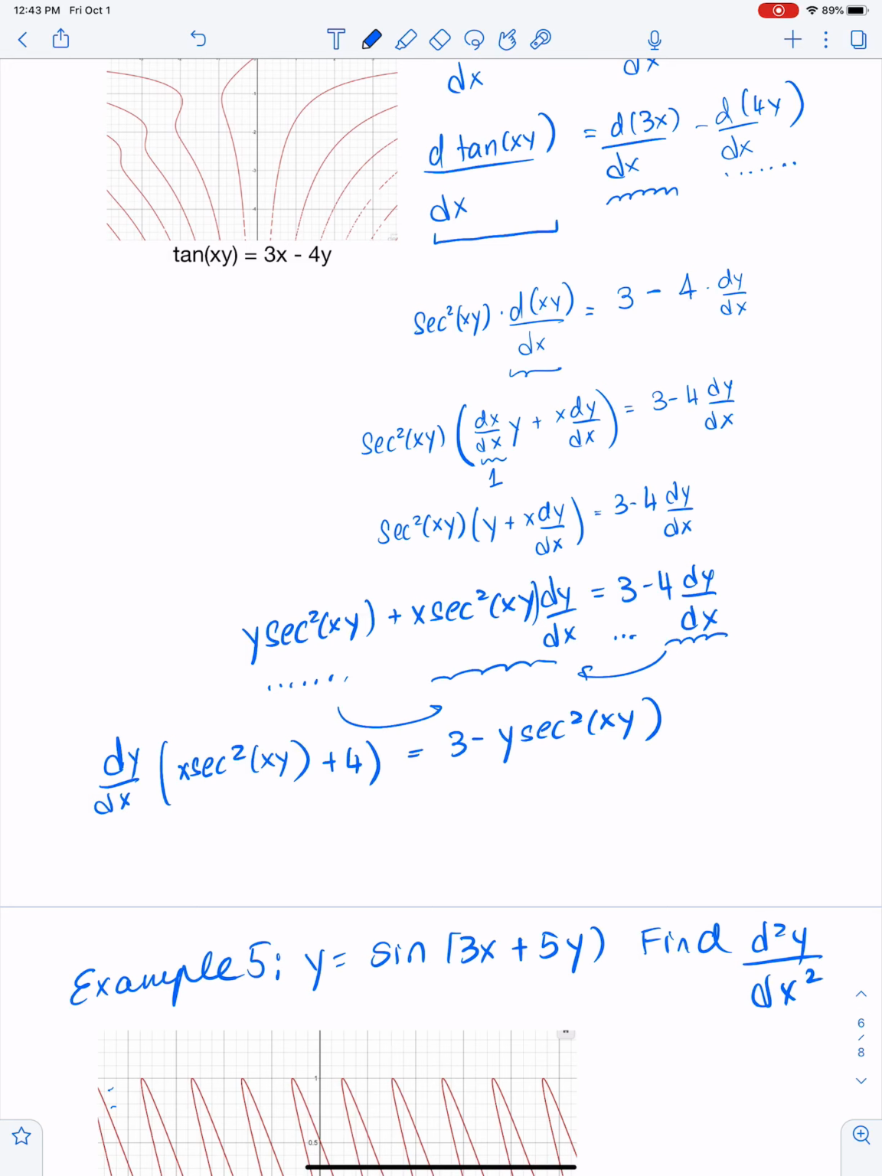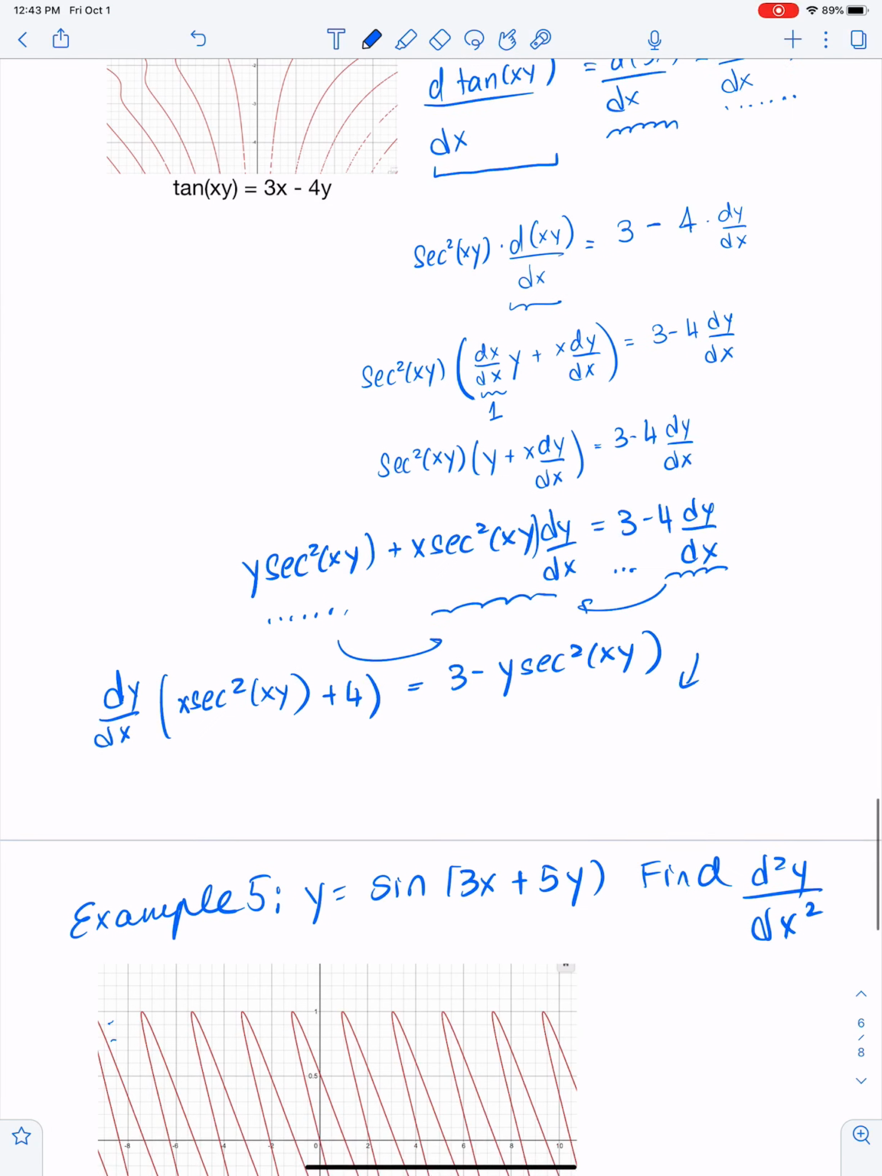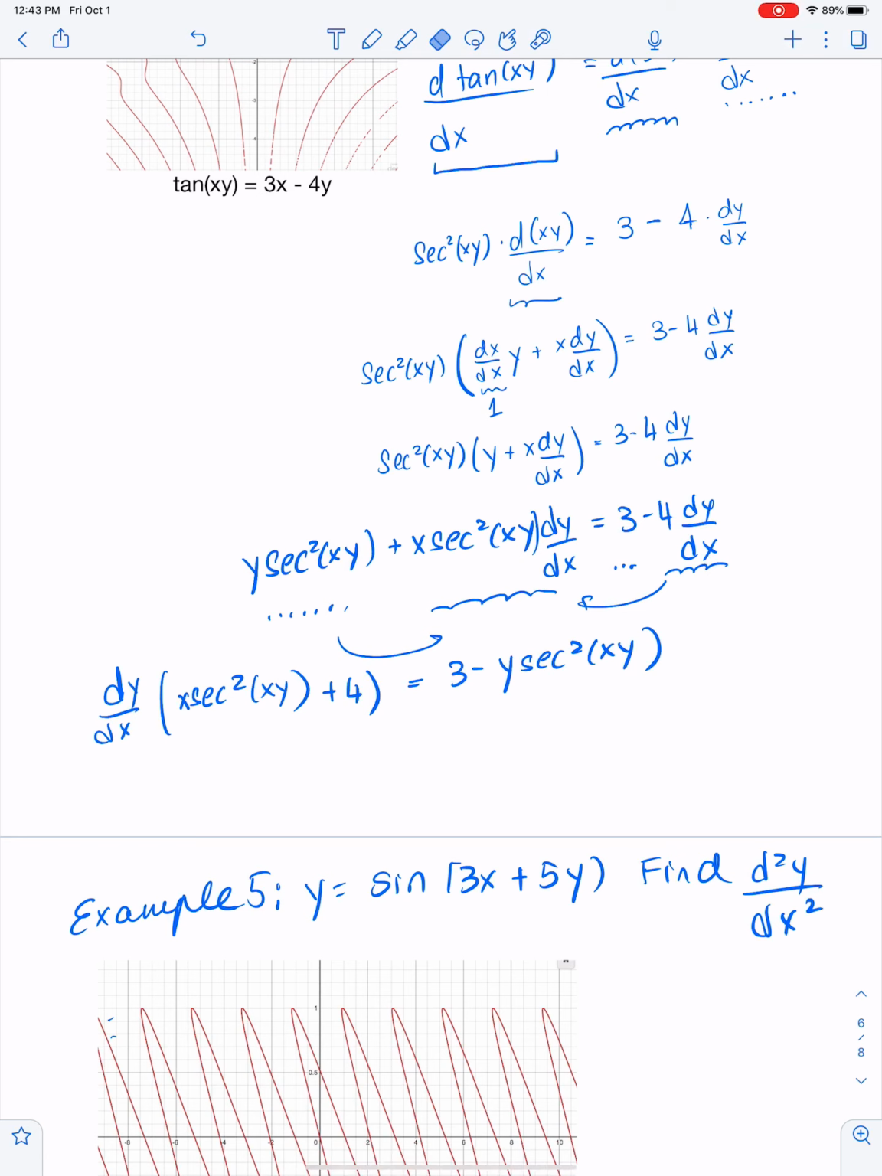Okay. So, solving for dy dx, I skipped a little step over here in algebra. You can fill in the gap. You'll have dy dx equals 3 minus y secant squared xy all over x secant squared xy plus 4.